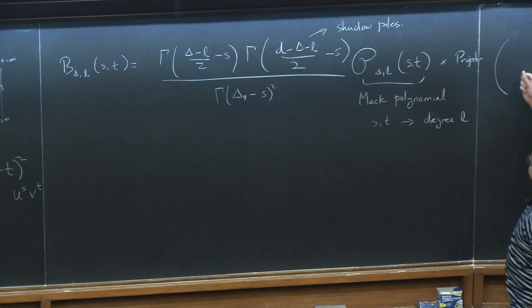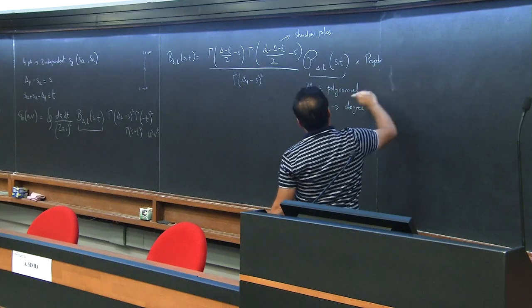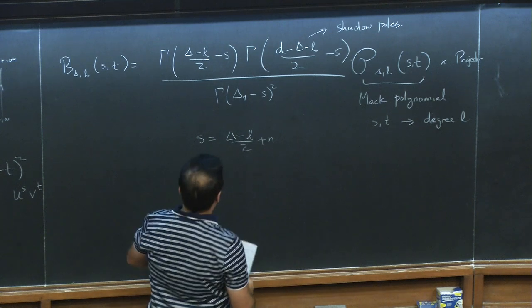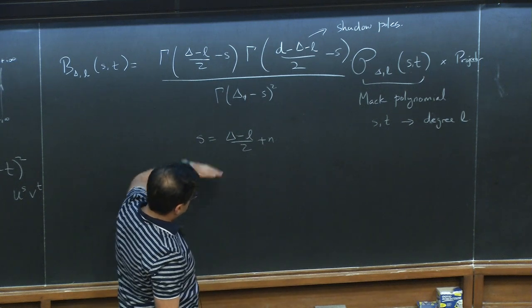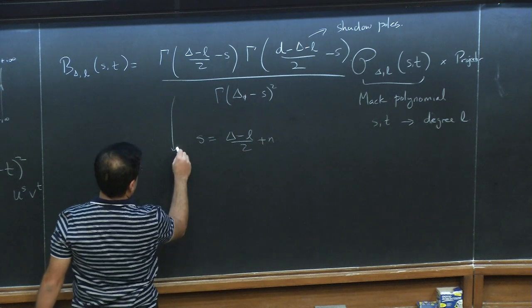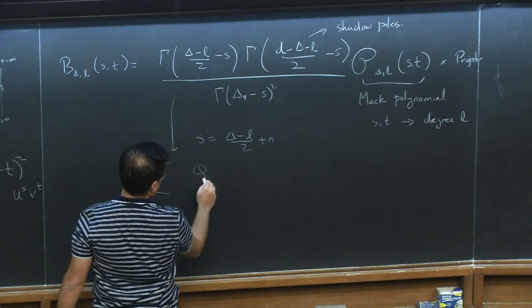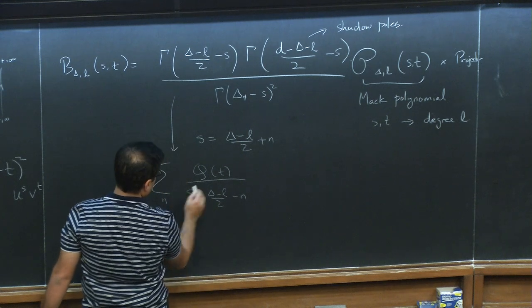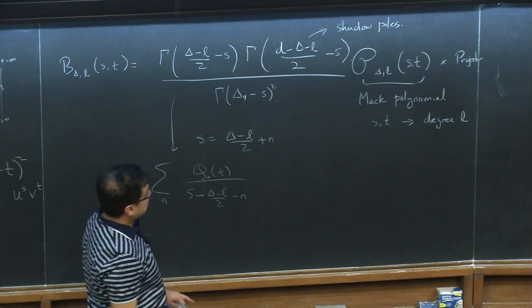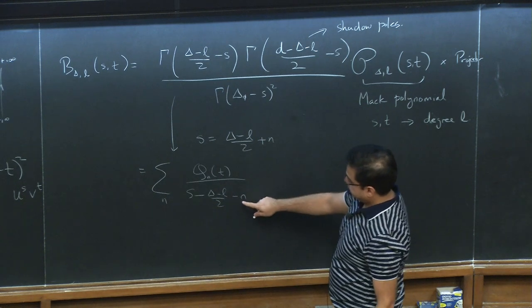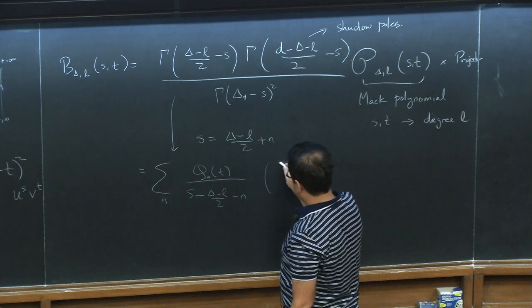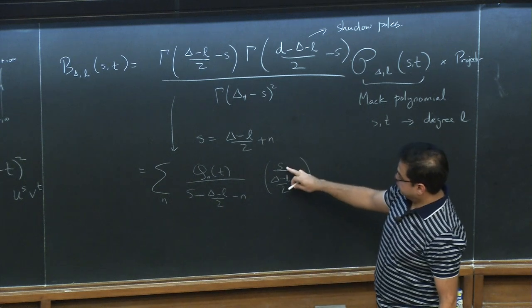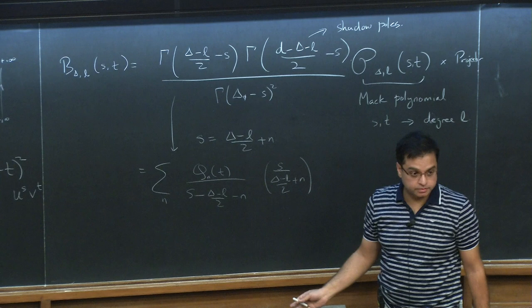So for example, here the poles are at s equals delta minus l by 2 plus n. So if you were looking at the sum over the residues at these poles, you could write this as a sum over some function of t over s minus delta minus l by 2 minus n, and you're summing over n, so there's a label here as well, these residues. Then actually, you could add additional pieces like s over delta minus l by 2 plus n raised to whatever power that you want, such that the residues and the location of the poles are unchanged.